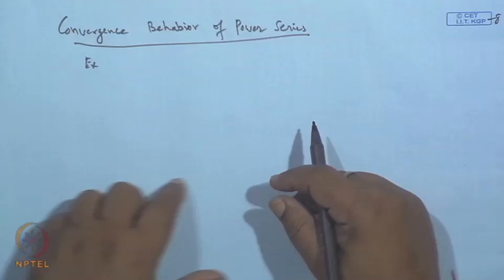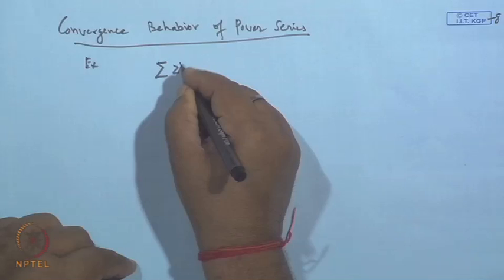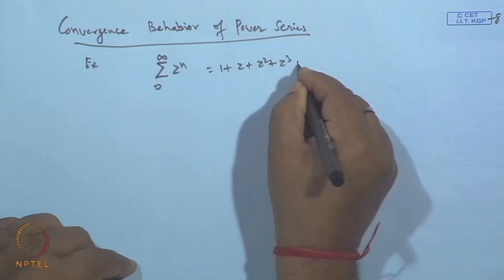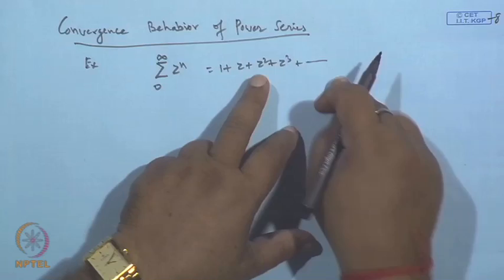Okay. So, let us see various examples where the series converges. First, let us consider the series sigma z to the power n, n from 0 to infinity, that is 1 plus z plus z square plus z cube and so on. Now, this is a geometric series and obviously, this series converges when mod z is less than 1 and diverges when mod z is greater than or equal to 1.